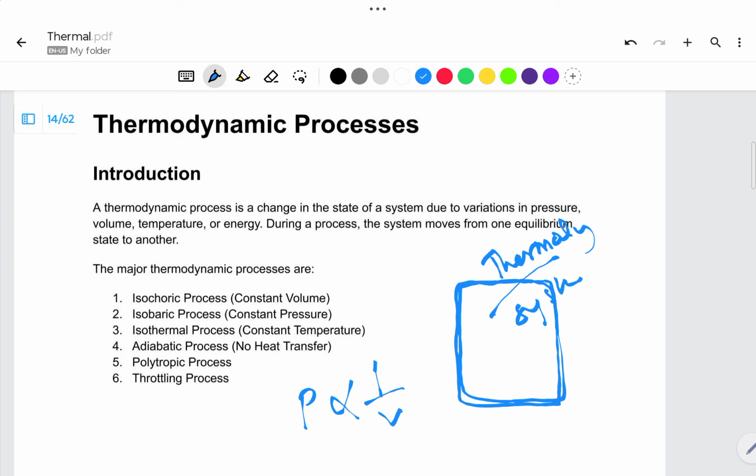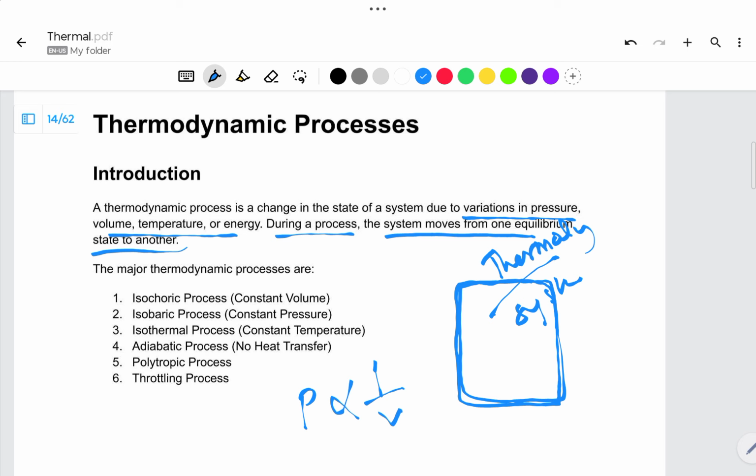So that's why a thermodynamic process is a change in the state of the system due to the variation in pressure, volume, and temperature during the process. The system moves from one equilibrium to another. So that's why we need to study the different processes. What are the thermodynamic processes?